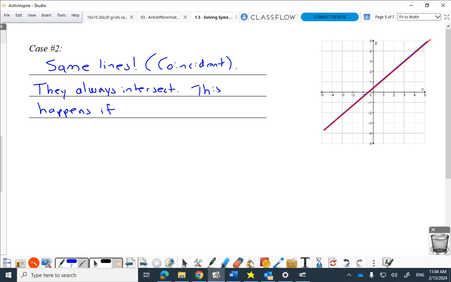There's a third possibility. Chris has already got his hand up, ready to go. Do you know the third possibility? No, same. It happens if they have the same slope and y-intercept. He's ready. I think this is the easiest one. This happens if they have the same slope AND, in capital letters for the sake of your notes when you're looking back at this, the same y-intercept.